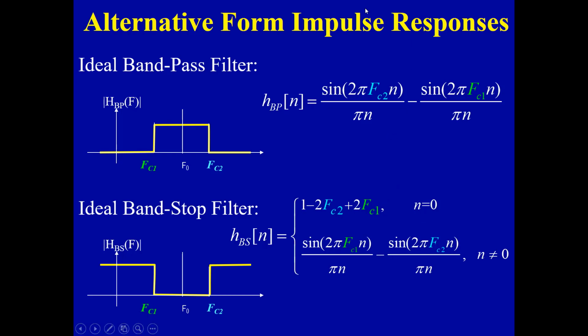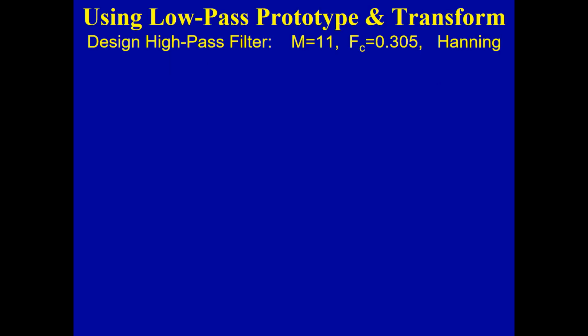And so again, the way we would use these is as the starting point for a band pass filter or a band stop filter. We would use these equations, depending on which filter we were trying to design, as our ideal unit sample response values. We'd multiply these by a window function, and then we would have our final filter. No transformation needed. Let's see how that would have worked.